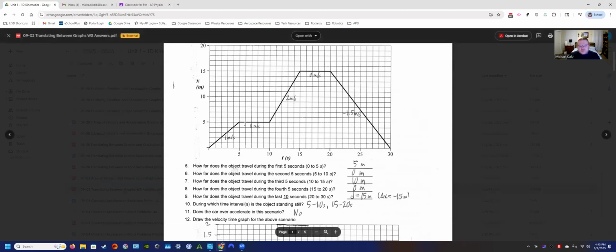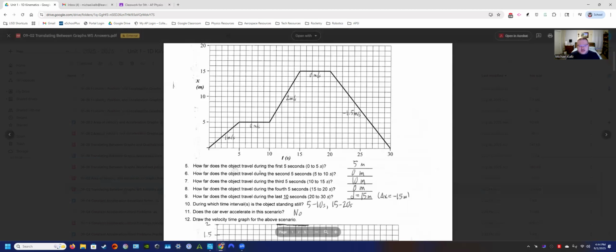It's standing still from 5 to 10 and 15 to 20 seconds. That's where the position graph is constant, so constant position. And these are all linear segments, nothing curved, so it never accelerates.